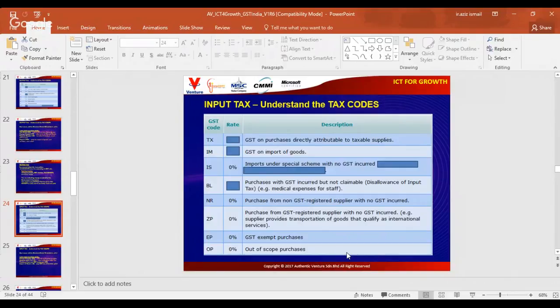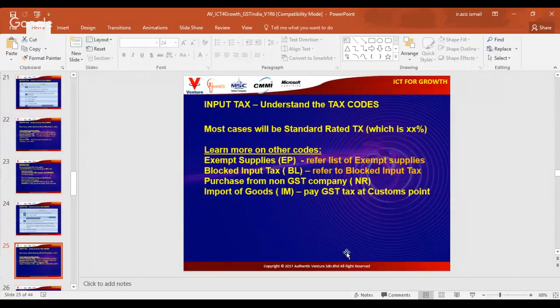And the same thing for your input tax. There are a lot of tax codes that are available for you to select during the transaction. Most of the transactions will be standard rated. And of course, if you are doing import, you will select the codes for the import. So you are going to look at the codes for standard rated, and sometimes you are going to look at the exempt supply or block input tax or import of goods, this sort of thing. So make sure that you know what are the codes to be selected.